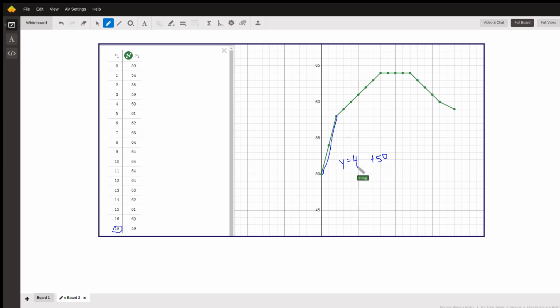So we say 4. We could use T for temperature, or H for hour, and T for temperature. Why don't we do that? So the temperature changes 4 degrees for every hour. Okay, so if H goes up by 1, the temperature goes up by 4. For this segment, the rate of change, well, we'll get into that some other time.